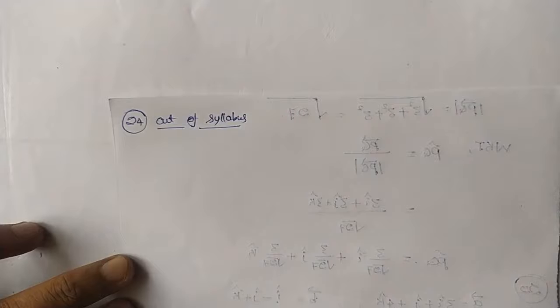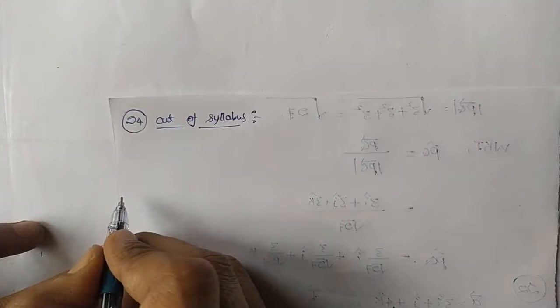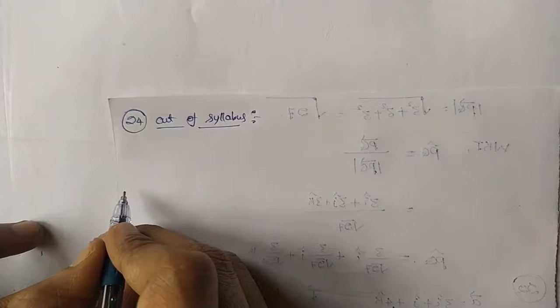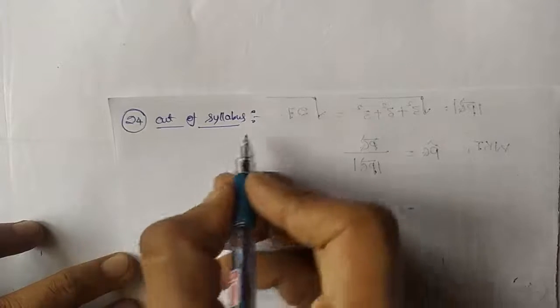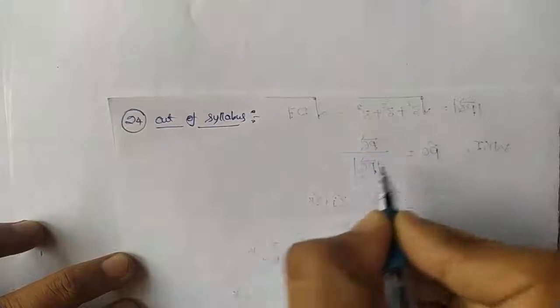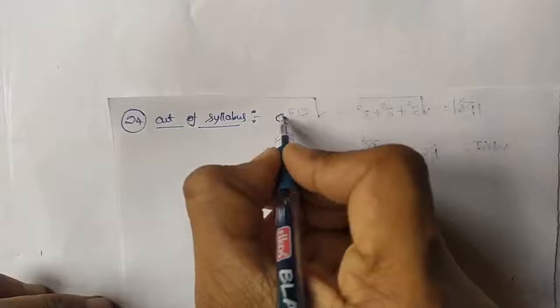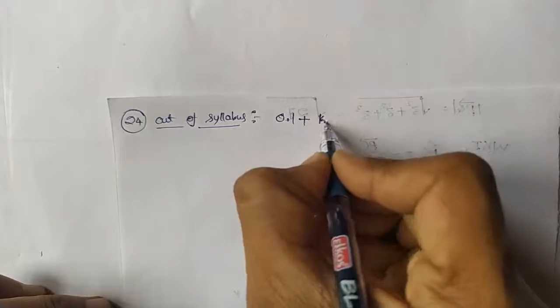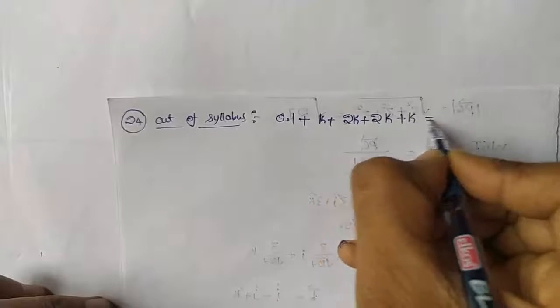If you want, you can simplify the value of k. It is very easy. See the table. Probability p of x is 0.1, k, 2k, 2k, k we have, right? So you need to add all those probabilities, which must be equal to 1. Therefore 0.1 plus k plus 2k plus 2k plus k equals to 1. That's it.